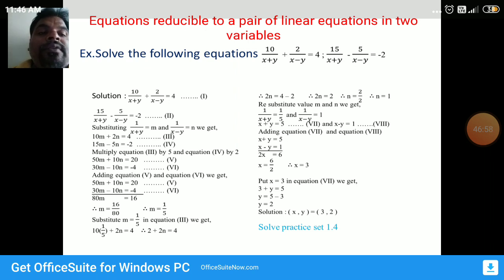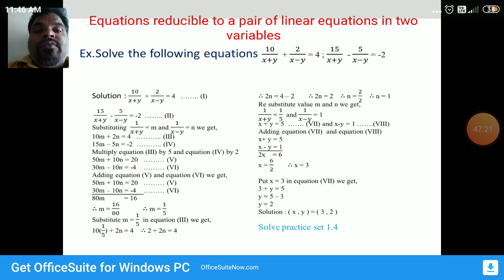Now put the value of x is equal to 3 in equation number 7. Then we get x plus y is equal to 5. Then y is equal to 5 minus 3. y is equal to 2. Now the solution of the equations is x comma y is equal to 3 comma 2.